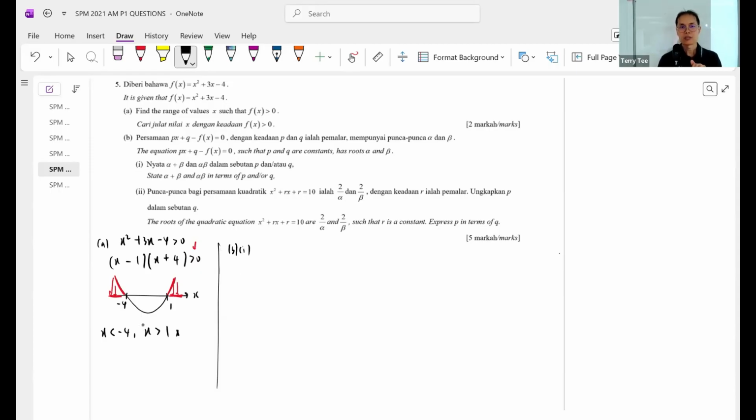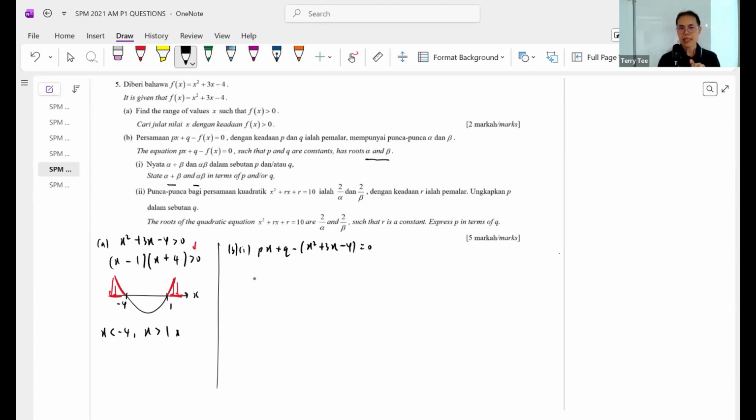Part B. This equation, px plus q minus f(x) equals 0, such that p and q are constants, has roots of alpha and beta. State alpha plus beta, alpha times beta. So the SOR, POR comes in, right? So number 1, let's take your f(x) and substitute inside. Your px plus q minus f(x), what's your f(x)? x squared plus 3x minus 4 equals 0.